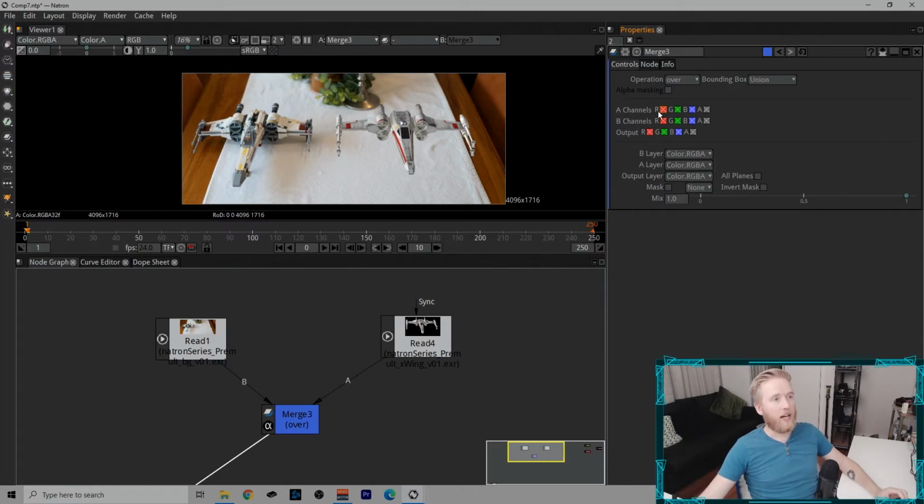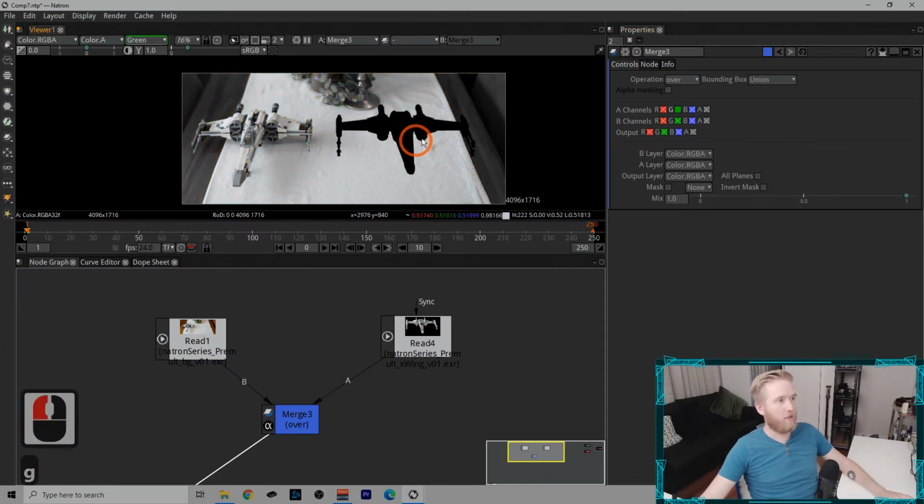So the A channels and B channels are basically which channels are being used from the inputs, and I'll get to the output in just a second. So if we wanted to not use the green channel from the A pipe, it just won't merge that. But bear in mind that because it's doing the alpha channel calculation, it is stenciling the alpha channel from the green channel. So if I look at the green channel, it's not merged, but it is stenciled.